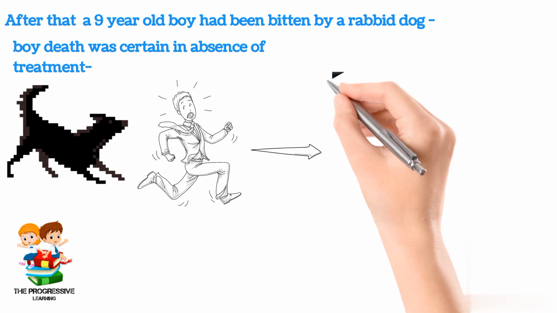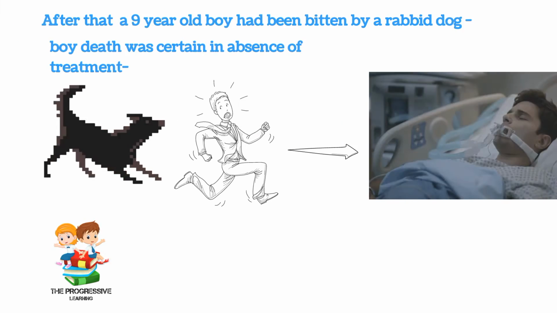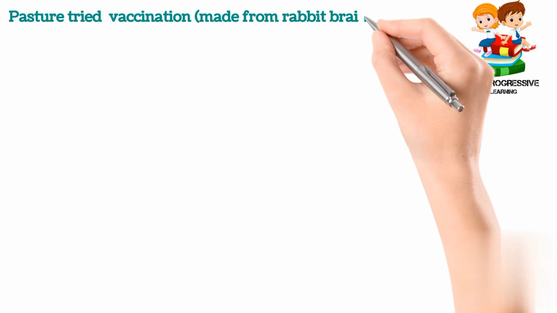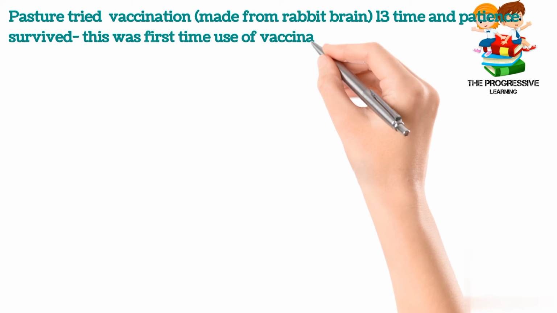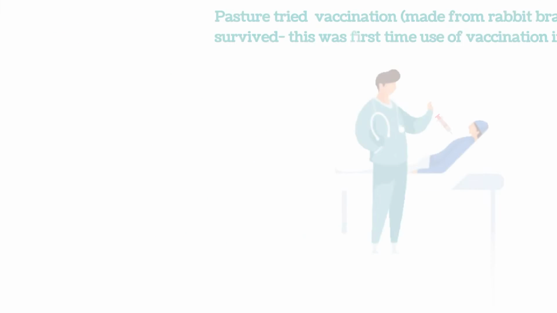The boy's death was certain in the absence of treatment. Pasteur tried vaccination 13 times and the patient survived. This was the first use of vaccination in France.